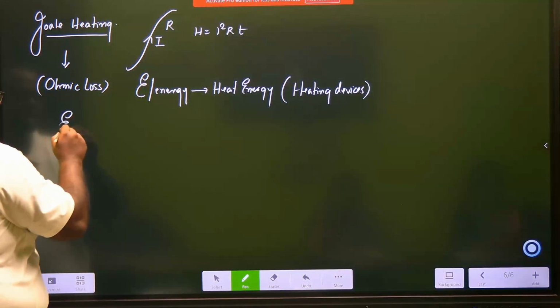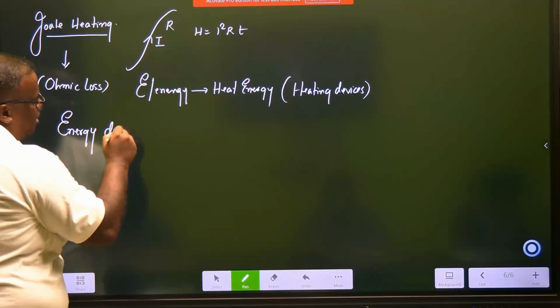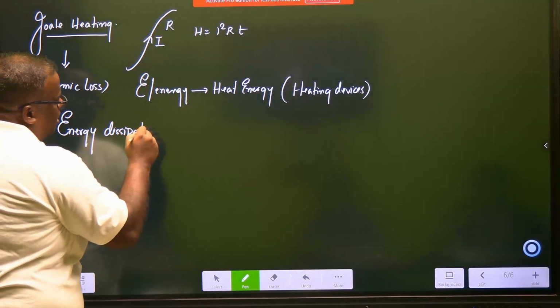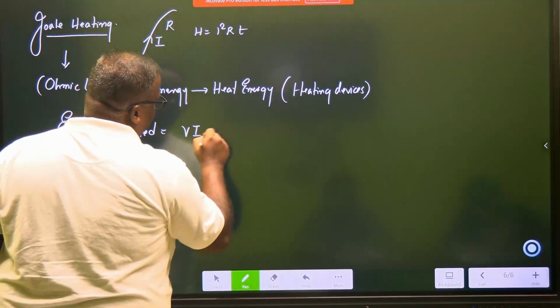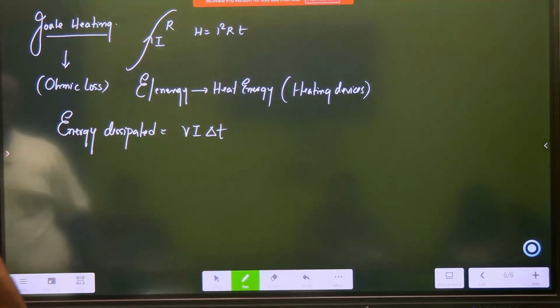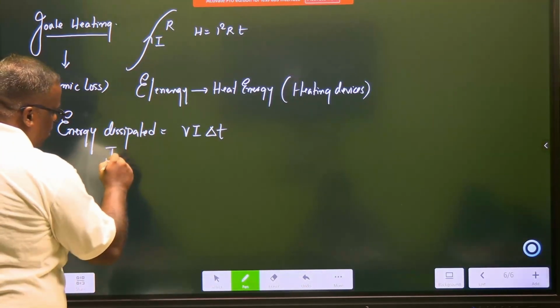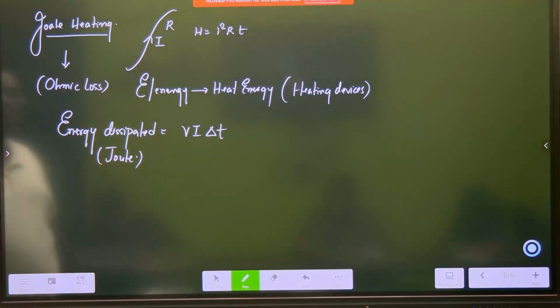So we call this energy dissipated. Energy dissipated is always V into I into delta T, that is the time for which the current is going. And the unit will be joule. VI delta T.